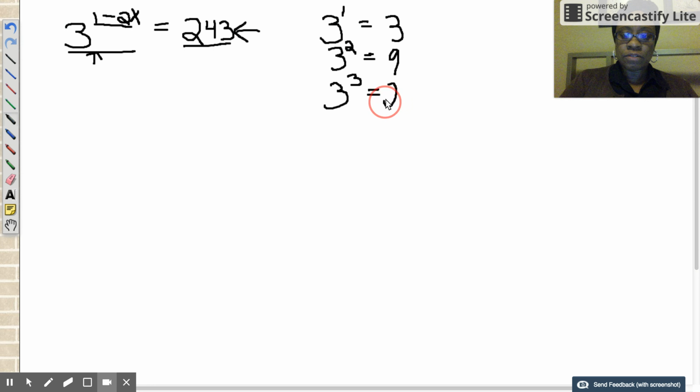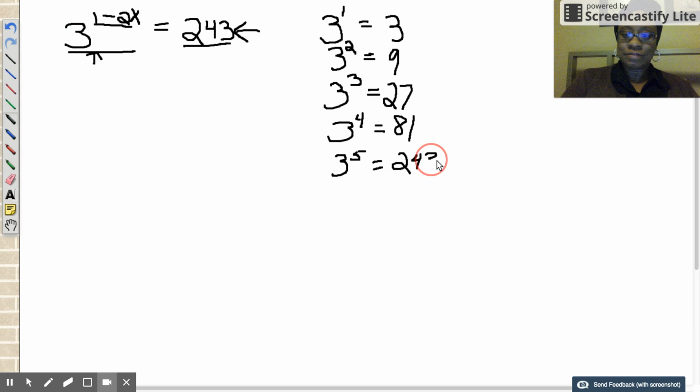All right, so 3 cubed is 27. 3 to the fourth power is 81. And then finally, when you get to 3 to the fifth power, you will find that that is 243. Okay, now we got our magic number here, 243, okay?